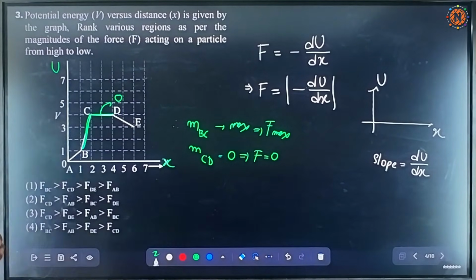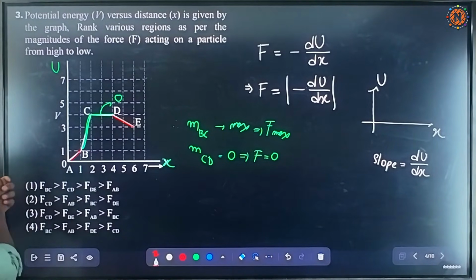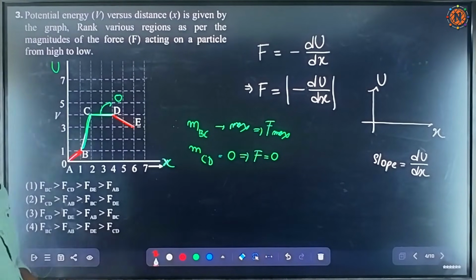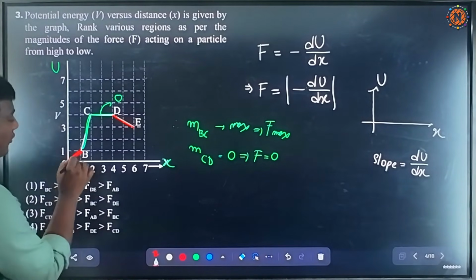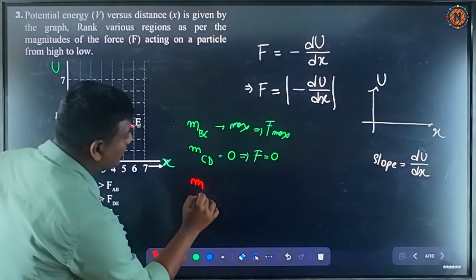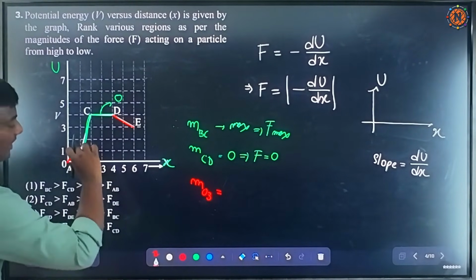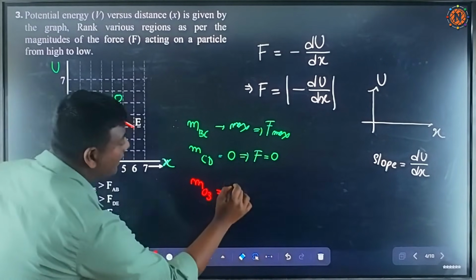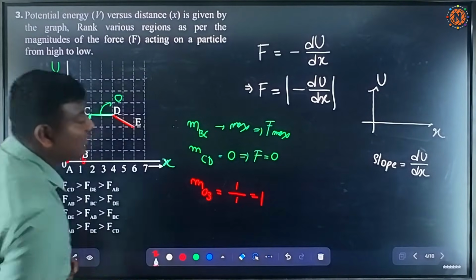Now we need to see this slope and this slope. This slope is positive and this slope is negative, but we need to take the magnitude. But how to find which one is greater? For OB, slope of OB can be written as the value of y divided by the value of x. This value will be 1, and the x value is also 1. So this slope will be 1.